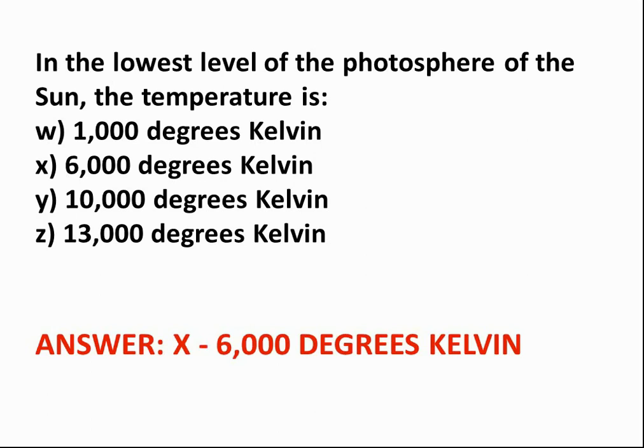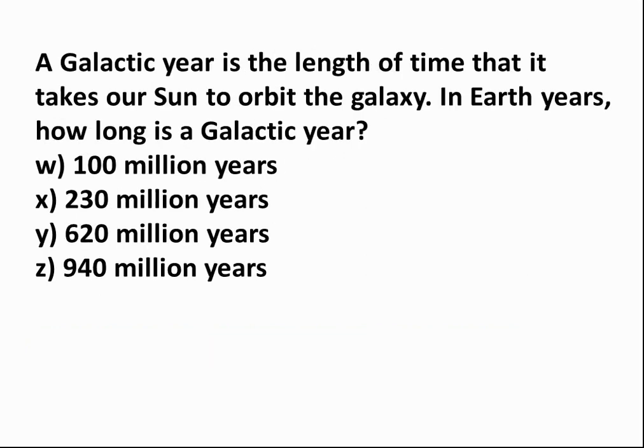Answer: X. 6,000 degrees Kelvin. A galactic year is the length of time that it takes our Sun to orbit the galaxy. In Earth years, how long is a galactic year? W. 100 million years. X. 230 million years. Y. 620 million years. Z. 940 million years.